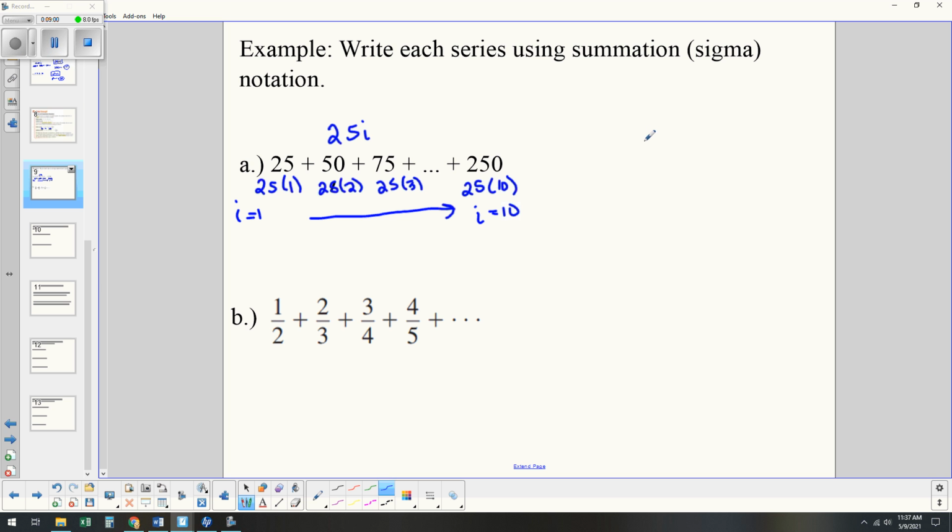So for summation notation, I'm starting at i is 1, and I go all the way up to 10. And my rule was 25i.